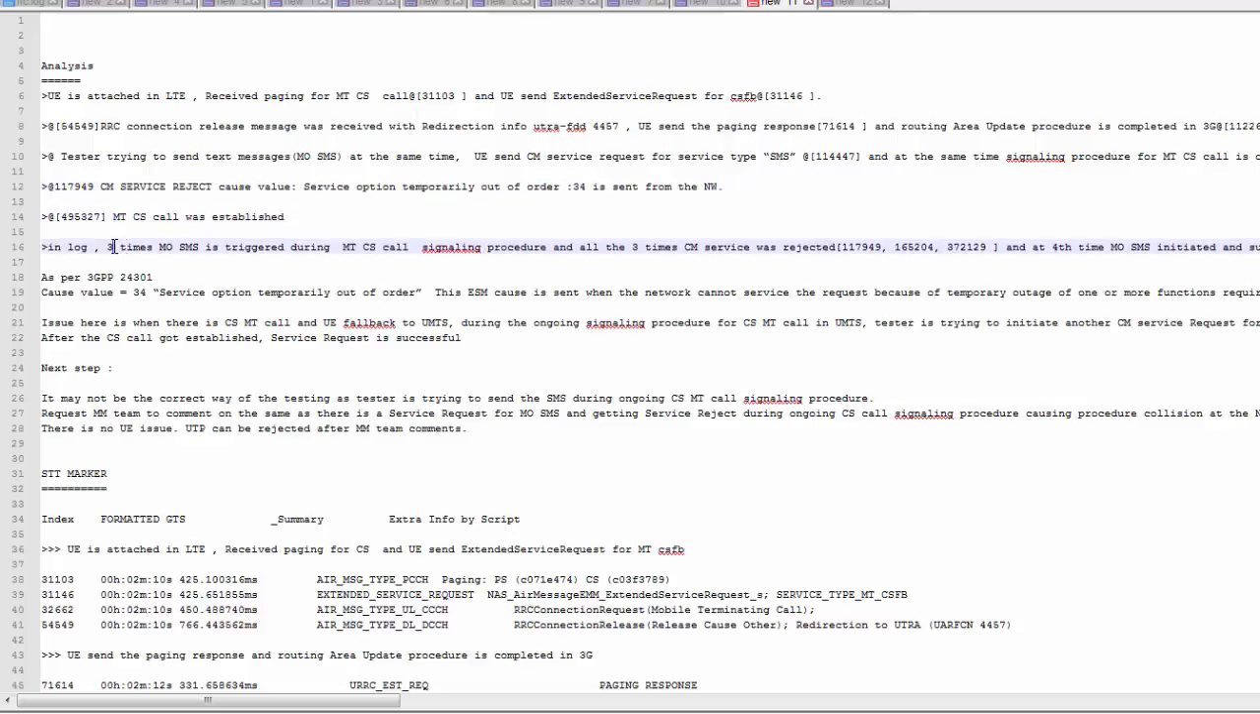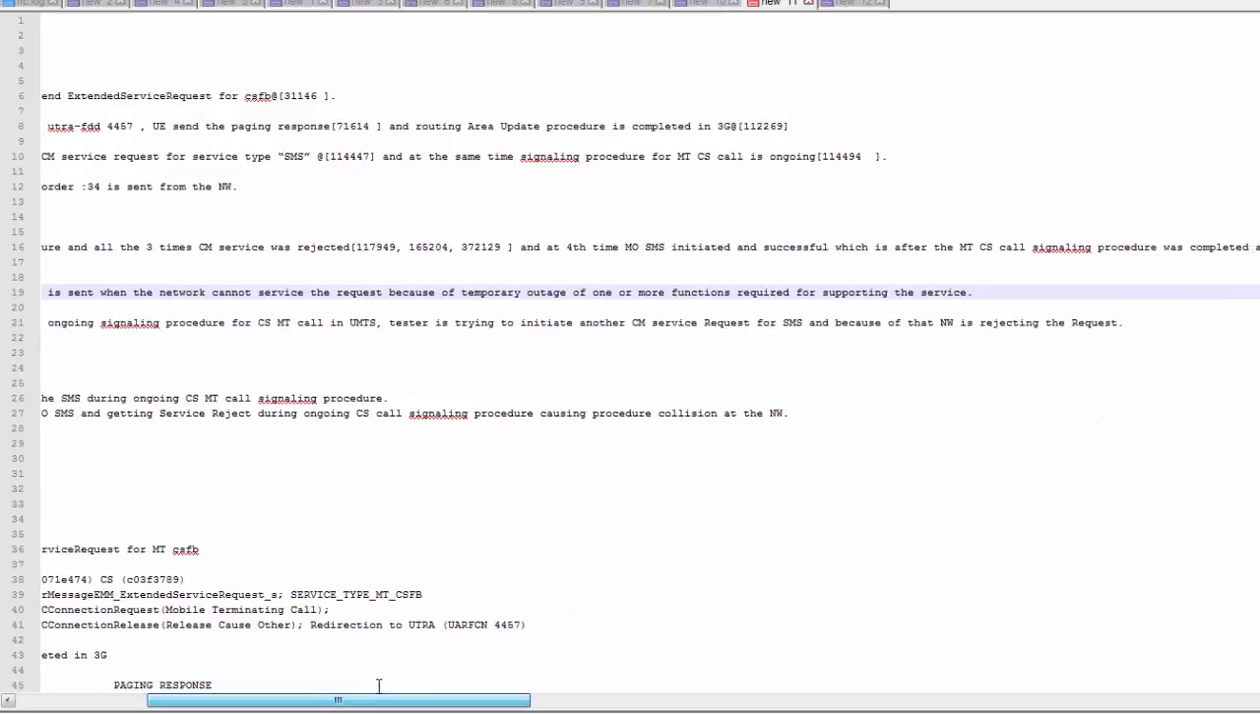In the log, 3 times MO SMS is triggered during the MTCS call signaling procedure. That means the MT call was ongoing at that time, and at the same time MO SMS was triggered 3 times, and all 3 times the CM service was rejected. At the fourth time, MO SMS is initiated and successful, which is after the MTCS call signaling procedure was completed.